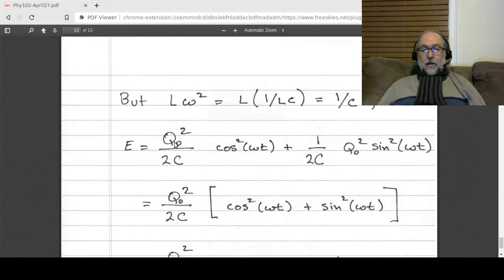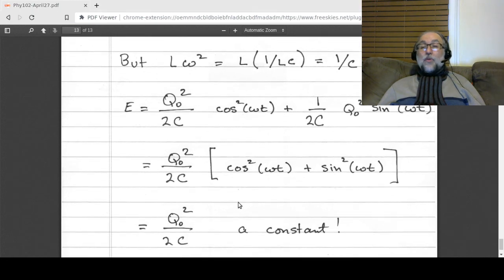And we get a Q naught squared over 2C here, and we get a Q naught squared over 2C there, which we can factor out in front. So there's a Q naught squared over 2C. That's that factor there, and it's also that factor right there. There's a cosine squared and a sine squared. That's all that's left over.